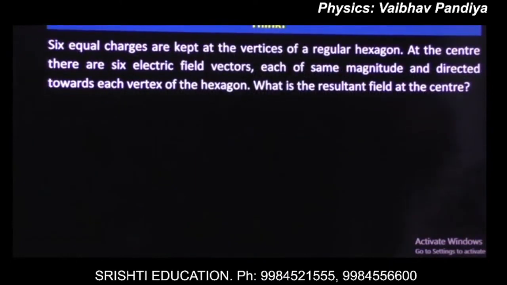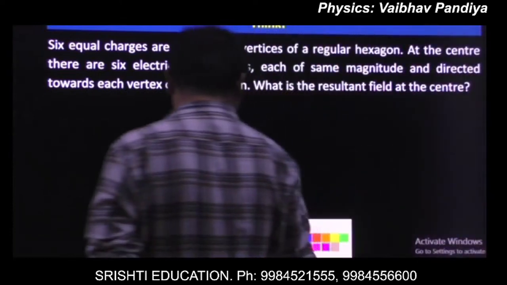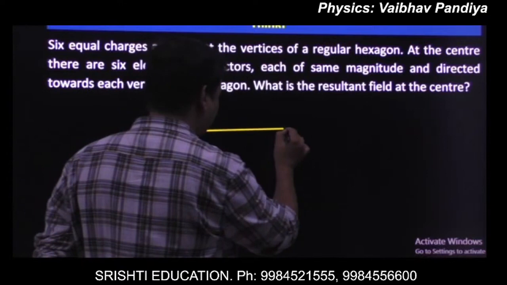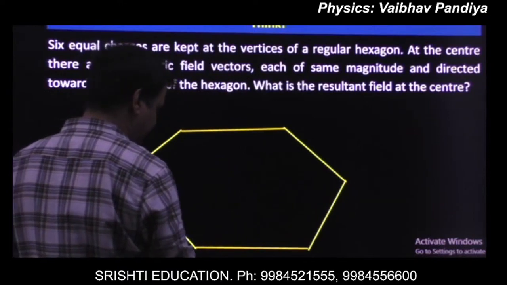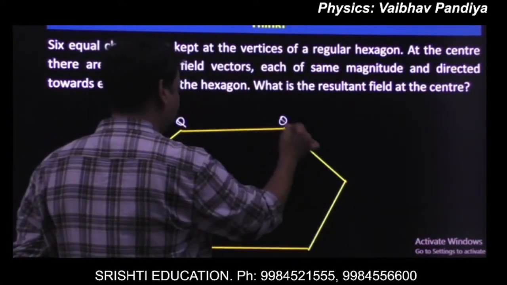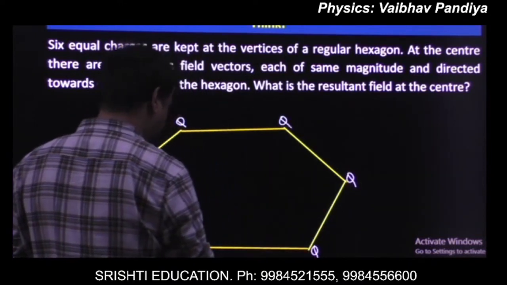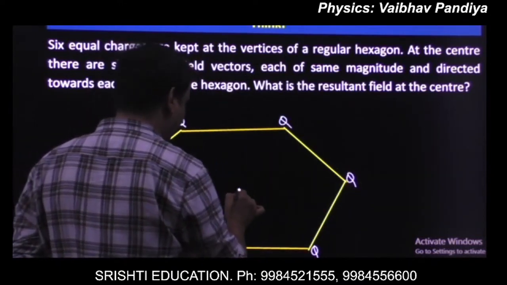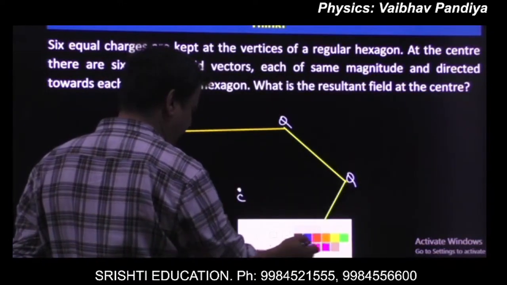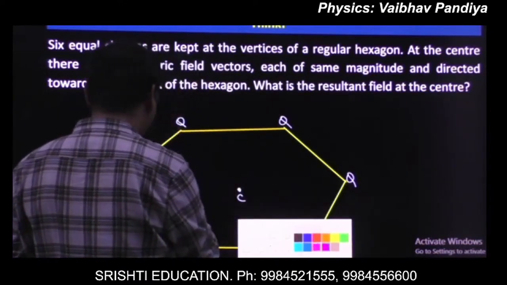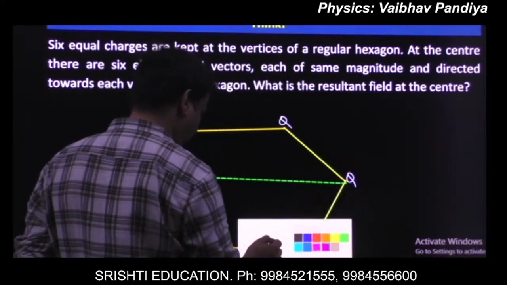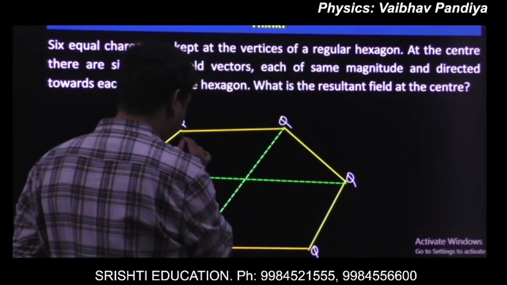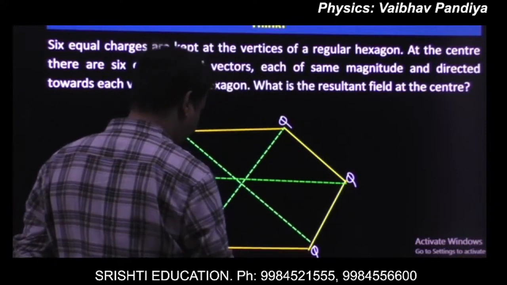Now say 6 charges are kept at the vertices of a regular hexagon. At the center there are 6 electric field vectors. You will see such problems in electric field, but they are simply the application of vector fundamentals. So we have a regular hexagon and 6 equal charges kept like this. Now electric field is a vector quantity. You need not think how electric fields are formed right now. You simply need to apply the fundamentals of vectors, nothing else. Okay. So suppose we have it like this, and this is the center.